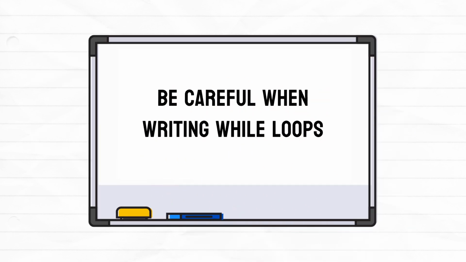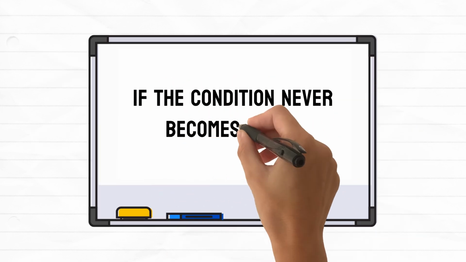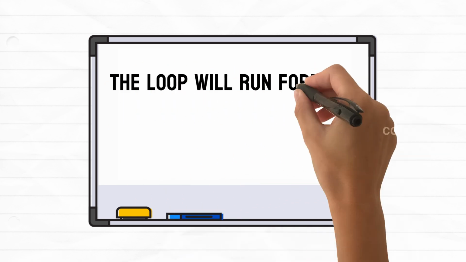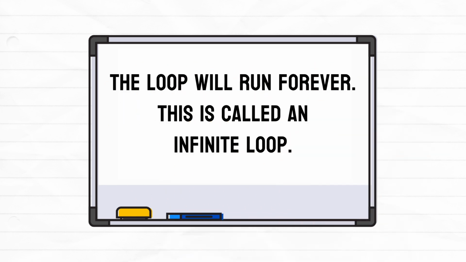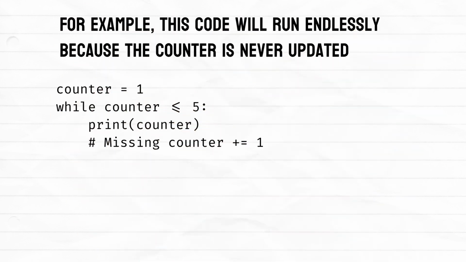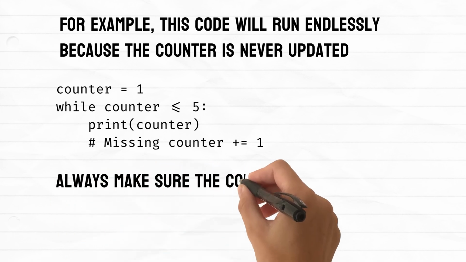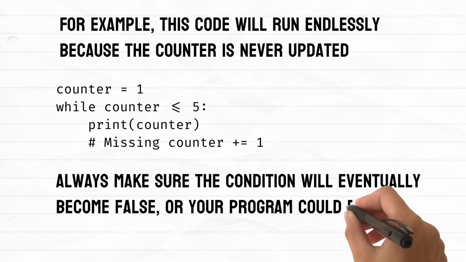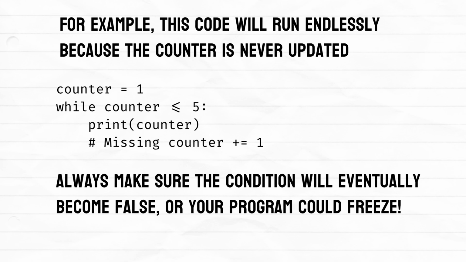Be careful when writing while loops. If the condition never becomes false, the loop will run forever. This is called an infinite loop. For example, this code will run endlessly because the counter is never updated. Always make sure the condition will eventually become false, or your program could freeze.